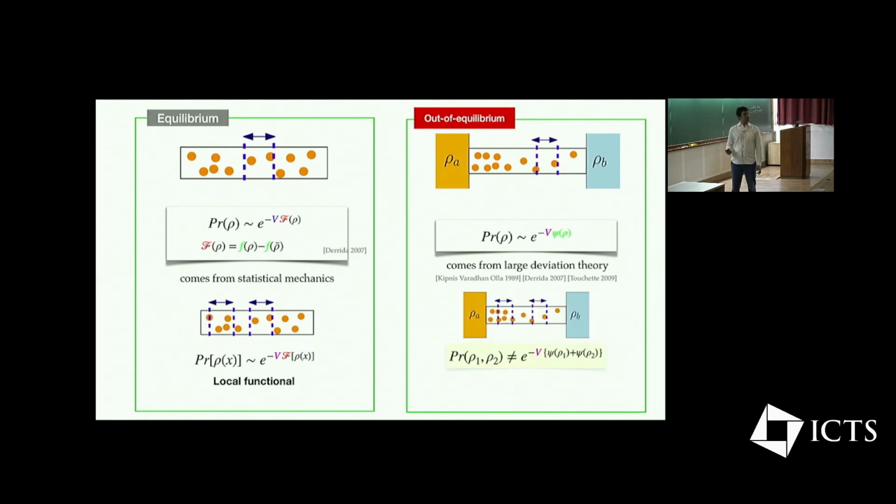If you do the same thing out of equilibrium, at generic parameter values, you would find that the subsystem probability distributions are not going to be a product measure. As a result, this exponent term is not additive. And when you go to the full distribution of the profile, this function is going to be a non-local functional.